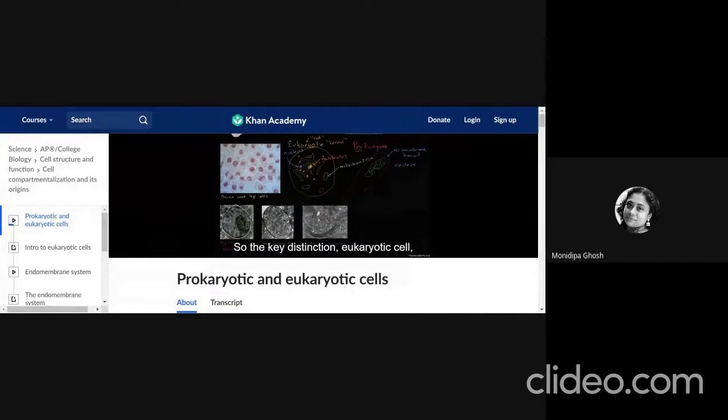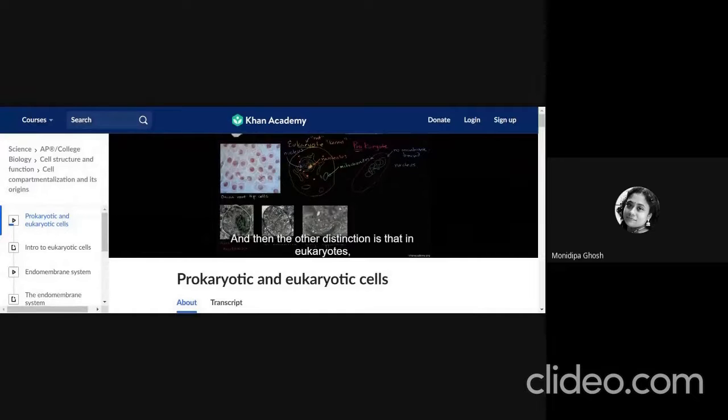So the key distinction: in a eukaryotic cell, you have a membrane-bound nucleus. You have other membrane-bound structures like mitochondria. In fact, there are some theories that mitochondria first evolved as prokaryotic organisms that eventually lived in symbiosis inside of a larger eukaryotic cell.